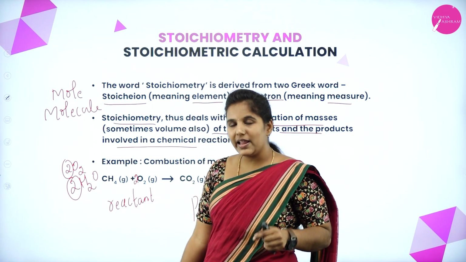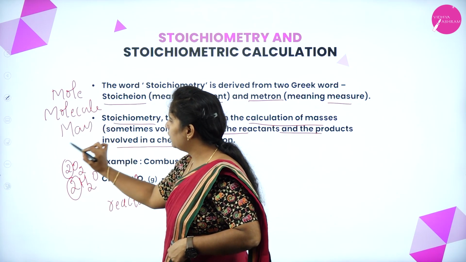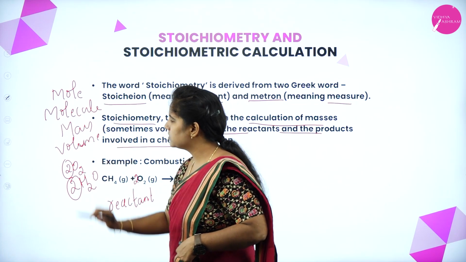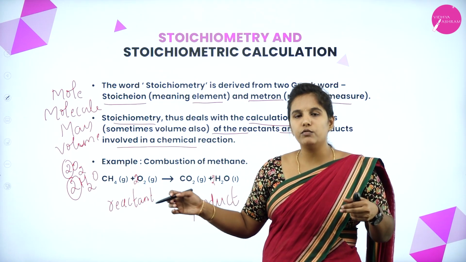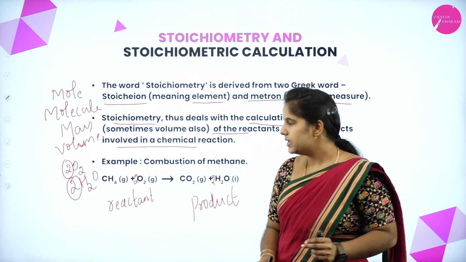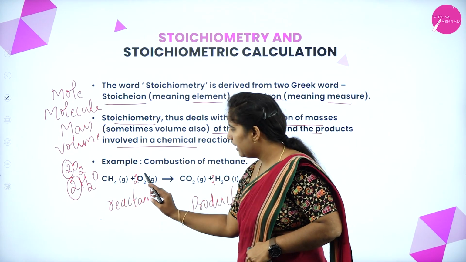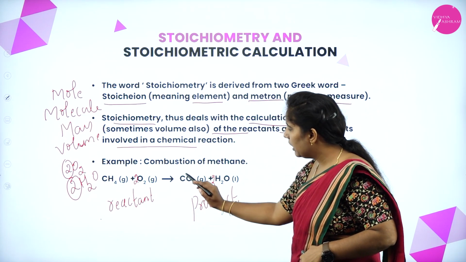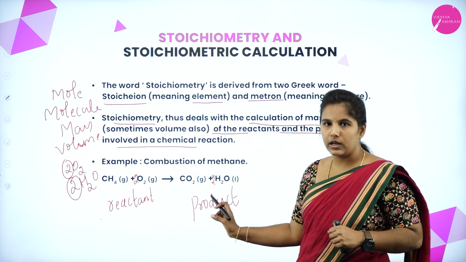And also we can express this equation in terms of mass and also in terms of volume. Let's see how to define this equation by using 4 different terms. First, I'll go for the mole. So here we can say that 1 mole of methane reacts with 2 moles of oxygen, forming 1 mole of carbon dioxide and 2 moles of water.